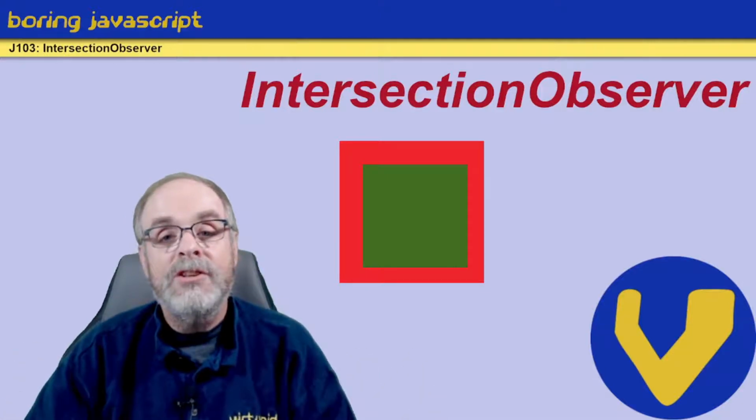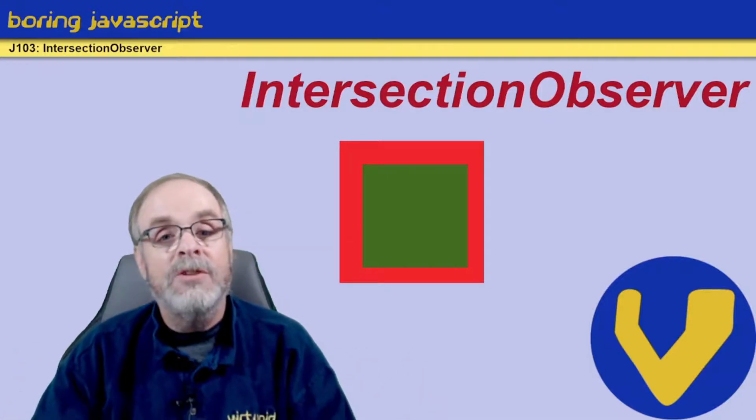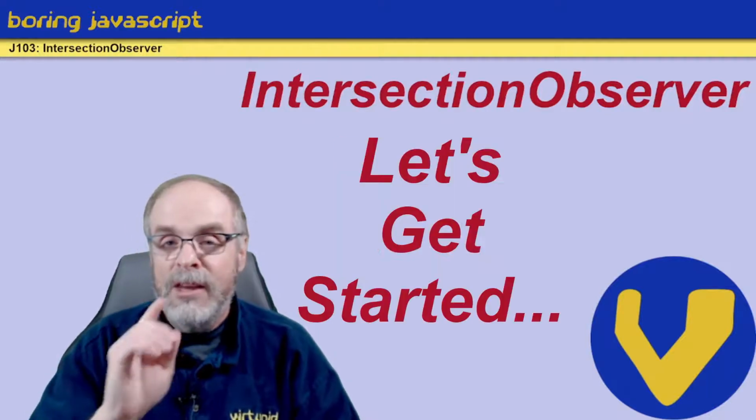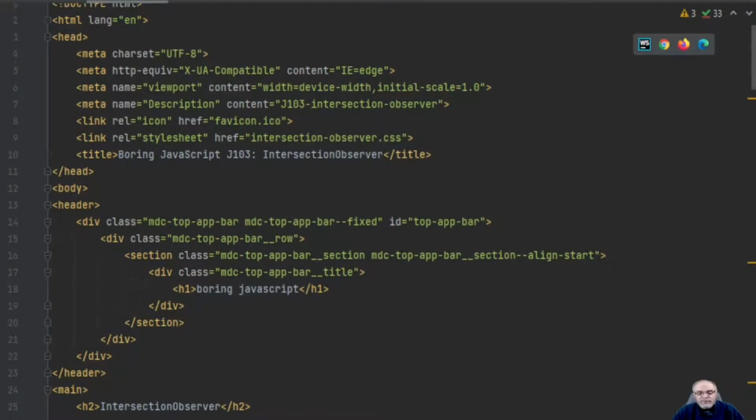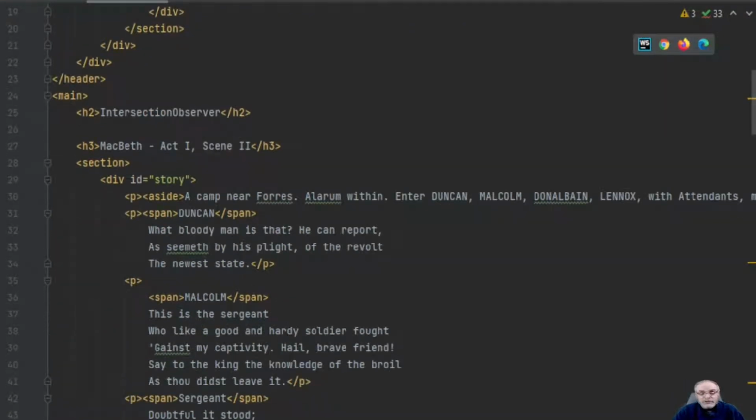They're very easy to set up, very easy to use, and they're wonderful things. You want to see how they work? Let's get started. So what I have here is an HTML file that I'm going to do my intersection observer on. I happen to have Act 1, Scene 2 of Macbeth.